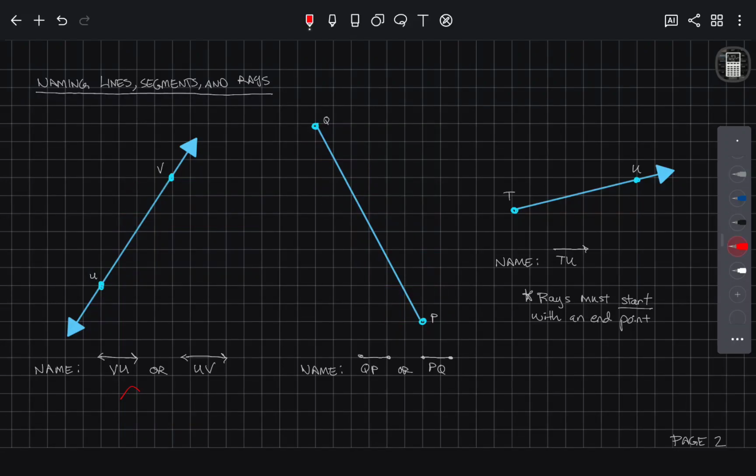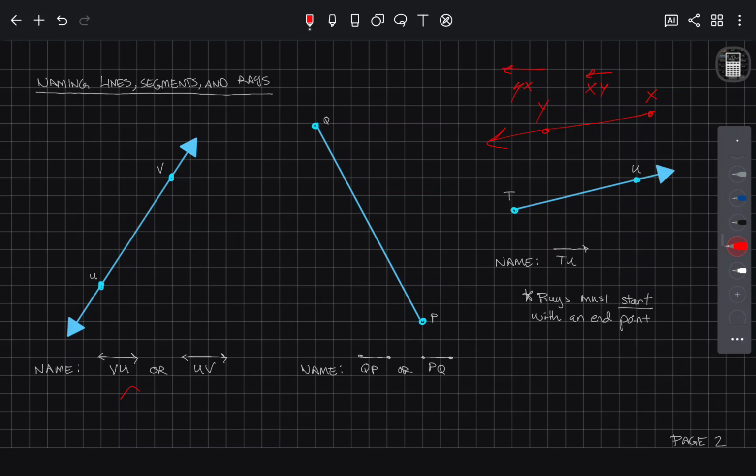Now, this is the one that is going to have the only catch to it. This has a starting point, and that needs to be the letter that starts. So if we had one that was going this direction, and it was XY, we would not name that ray YX. We would start at the starting point, and it would be XY.